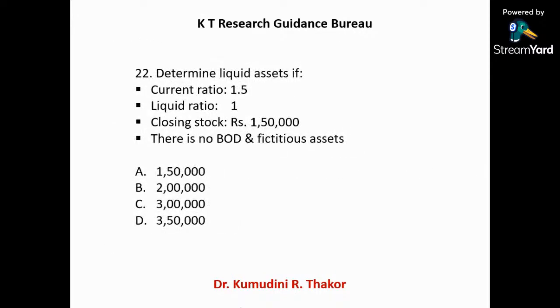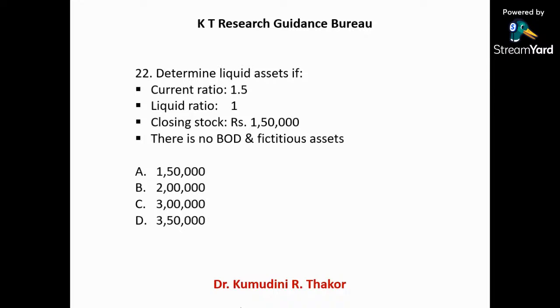Next question is: determine liquid asset if current ratio is 1.5, liquid ratio 1, closing stock rupees 1,50,000, and there is no bank overdraft and fictitious assets. Four options are there. A 1,50,000, B 2 lakhs, C 3 lakhs, and D 3,50,000. Okay, let's try to understand first of all.